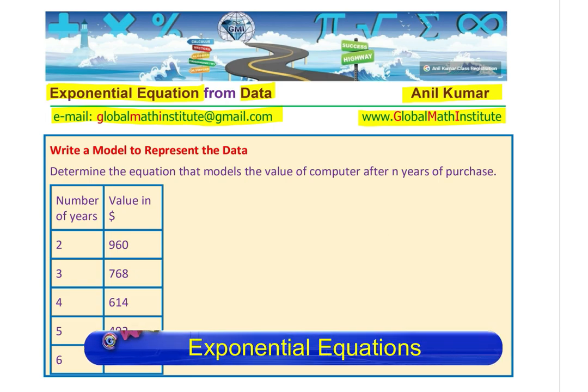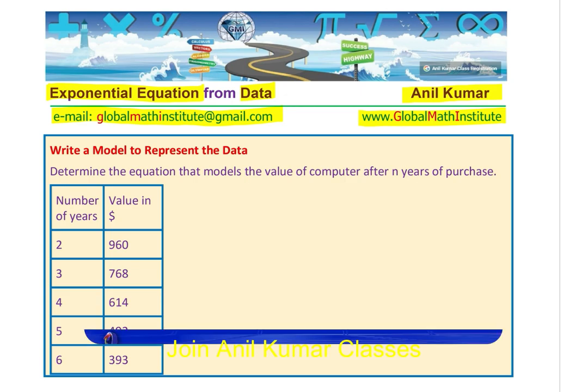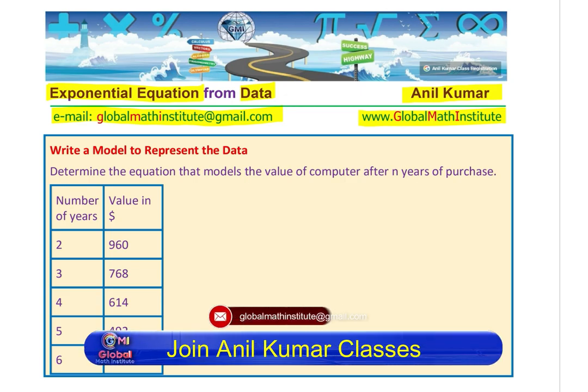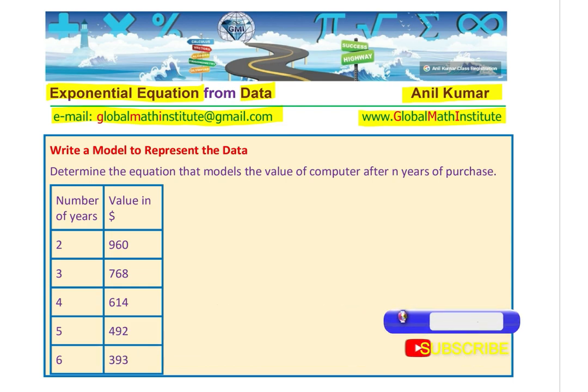So let's look into the question here, which says, determine the equation that models the value of a computer after n years of purchase. After 2 years, the value is 960, after 3 years, 768, after 4, 614, after 5 years, 492, and after 6 years, it is 393. You can always pause the video, answer the question, and then look into my suggestions.